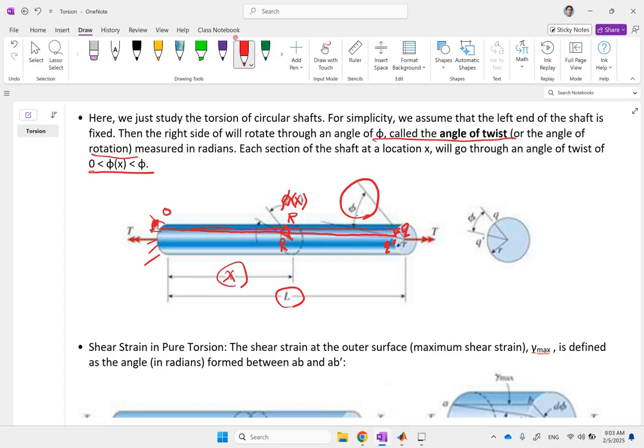Now, how does it change with location? We'll see. It's a linear relation in this case. But this is what we have right now. Okay, and this is basically the side view of this, where you go from Q to Q prime. The radius of the shaft is R, and the angle of twist is phi.